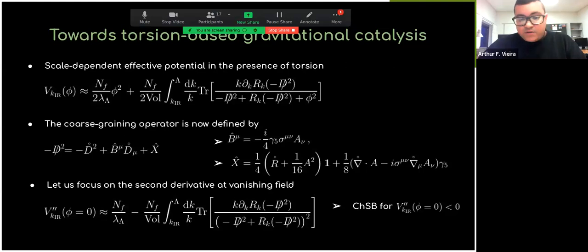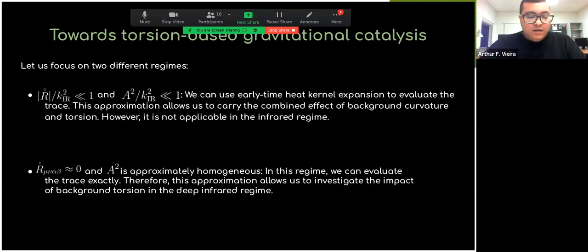And the next step is just to compute the second derivative of the potential, because this is the quantity that will be relevant for the analysis of chiral symmetry breaking. In particular, we have to study the cases where the second derivative will be negative near the origin, of course. But as we were progressively doing the computation, we saw that it would be helpful to consider two different regimes. The first regime will be treating both curvature and torsion. Whenever I say curvature, I mean the Ricci scalar, or some combination of curvature. And when I say torsion, I mean only the axial component of torsion.